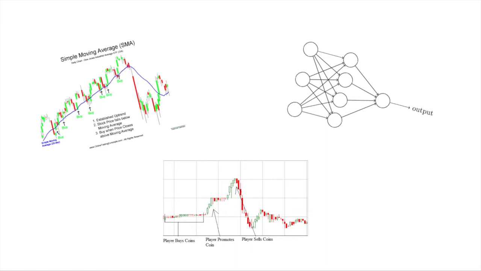As you can see here, in the top left, we have the simple moving average. In the top right, we have a symbolization of a neural network. And in the bottom, we have an image of a pump and dump. These are all different tools that can be used in order to take advantage of the markets and have profitable trades. Today, I'm going to be showcasing the tools that we have developed over the past few months.